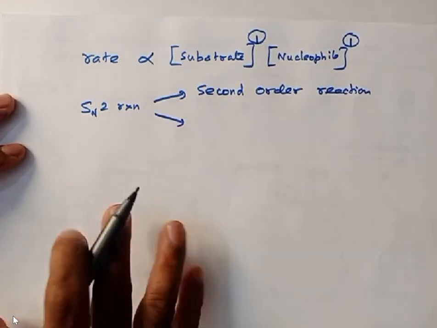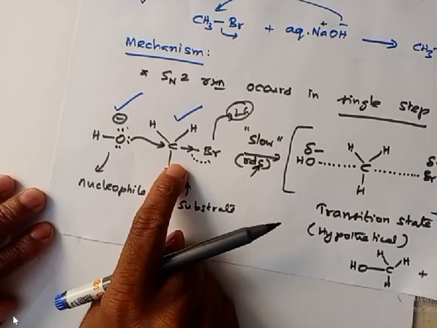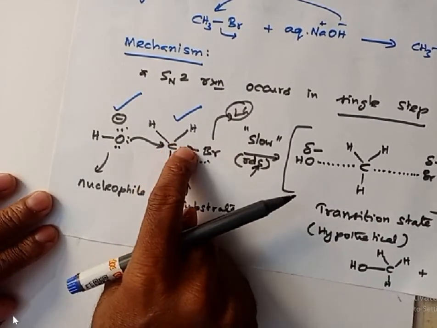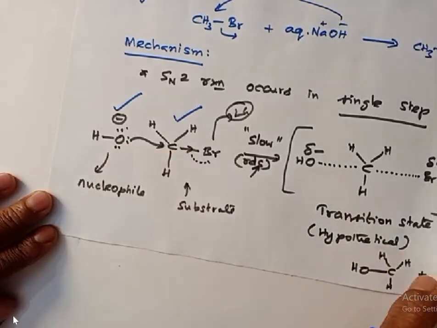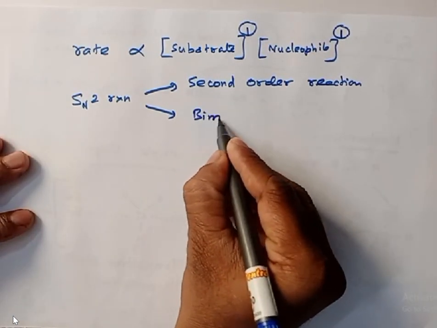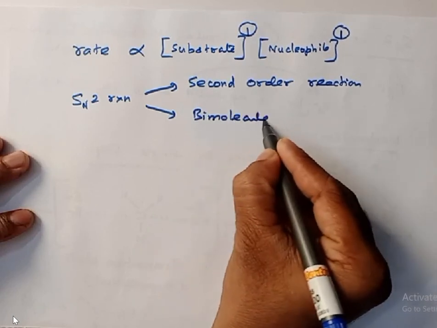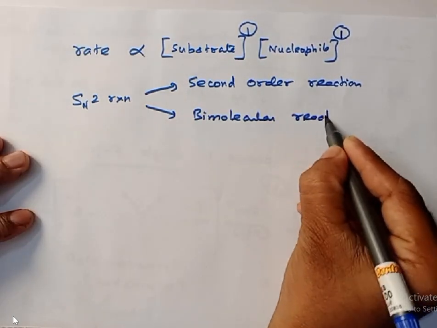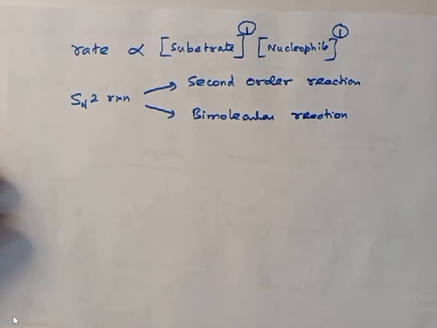And in SN2, in the rate determining step, two species are involved: the substrate molecule and the nucleophile. Only two species are involved, so it is a bimolecular reaction. SN2 reaction is a bimolecular reaction. This is another essential point, keep this in mind.